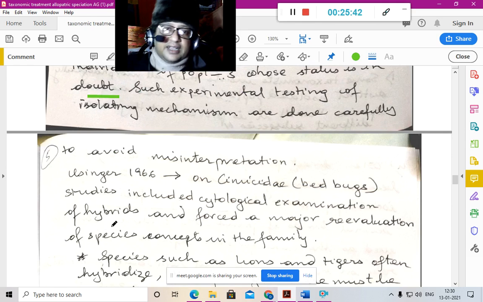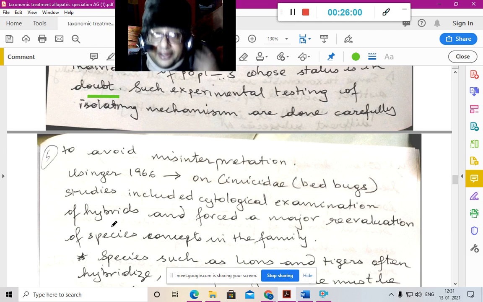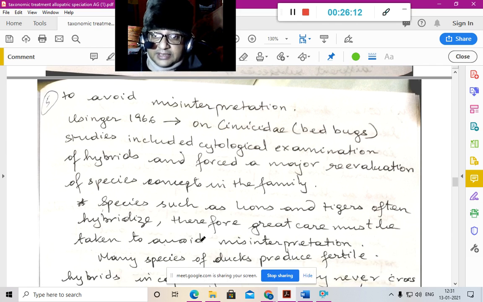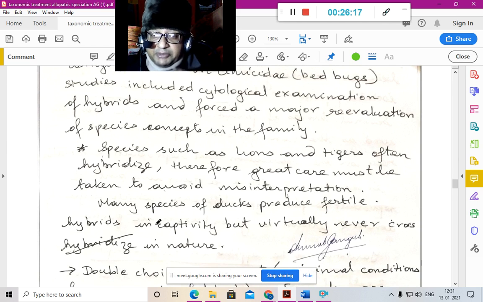But then you are bound for misinterpretation, because certain different species of bed bugs mate and have fertile offspring. Lions and tigers are different: one is Panthera leo, one is Panthera tigris. If you mate them, you have Liger, Tigon. You have fertile hybrids being formed. Misleading. You have to be very careful when you are using experimental systematics, trying to breed them. Species such as lion and tiger often hybridize, so you must never misinterpret. You have to be very careful with your experiments.